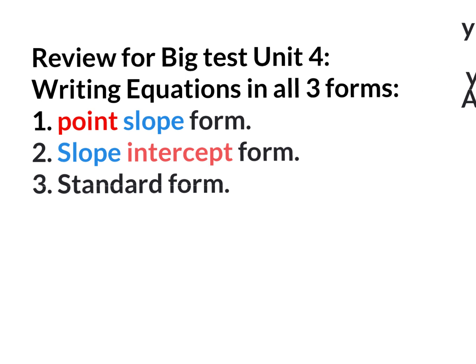What is point slope form? It's this guy right here. y minus y1 equals m parentheses x minus x1. So if you have a point and a slope, you plug in your slope right here and your x and y from your point right there, and you'll have it in point slope form.